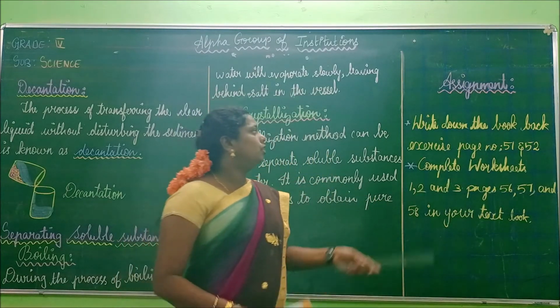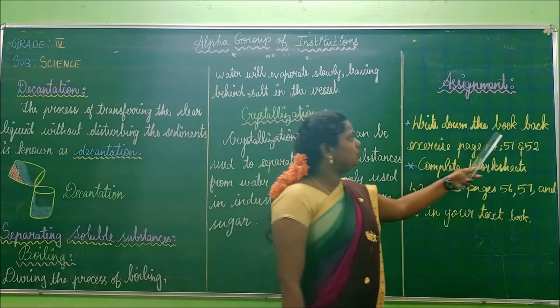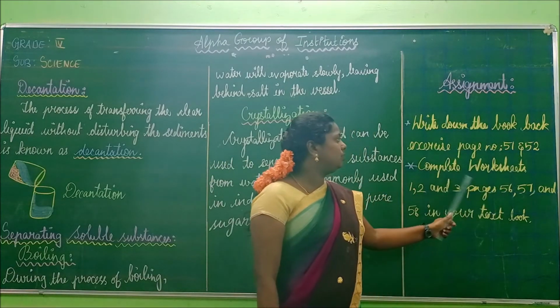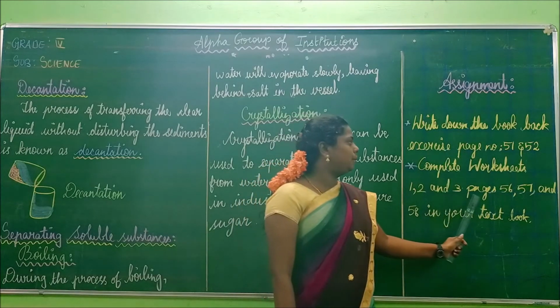So today's homework: write down the book back exercise, page numbers 51 and 52, and complete worksheets 1, 2 and 3, pages 56.